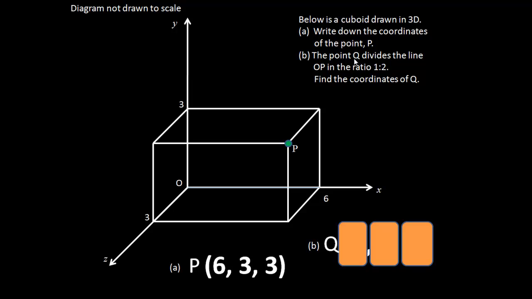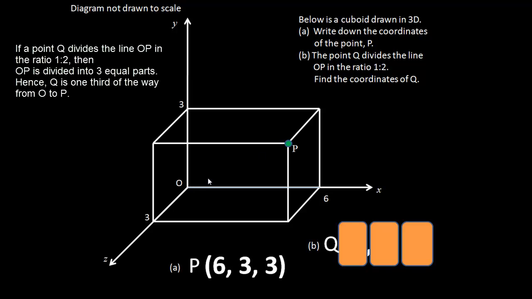Now the next part is challenging. The point Q divides the line OP in the ratio 1 to 2. Find the coordinates of Q. Well, Q is not shown obviously. So here's the line OP. If a point divides the line OP in the ratio 1 to 2, then it's splitting it into 3 parts. If you imagine 1, 2, 3. So Q would be a third of the way along OP. I'm just pausing for you to think. So Q would be a third of the way along OP.